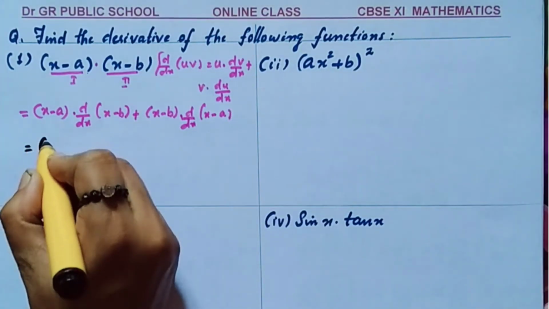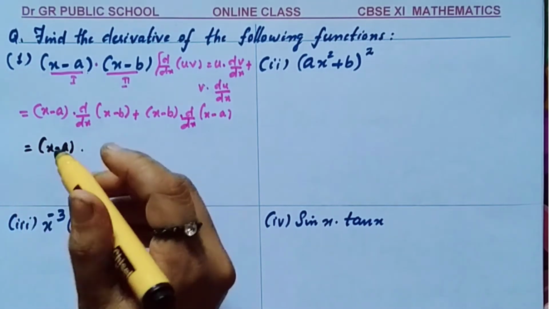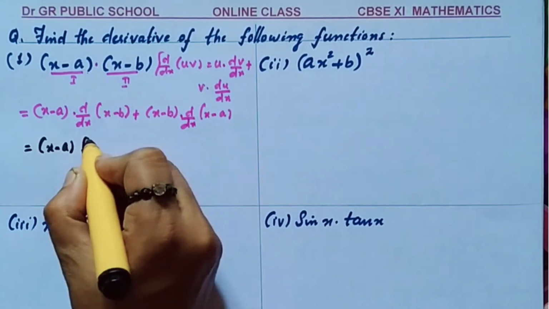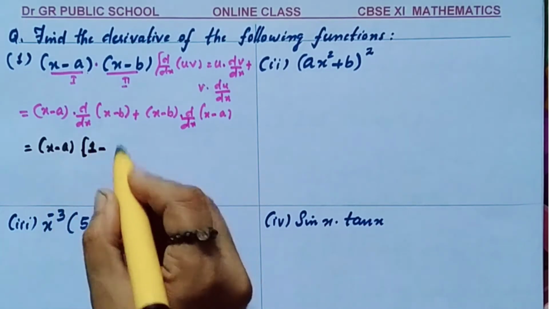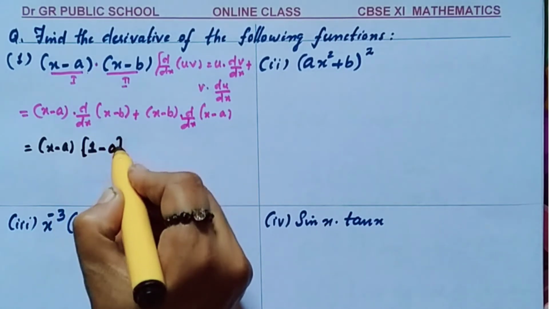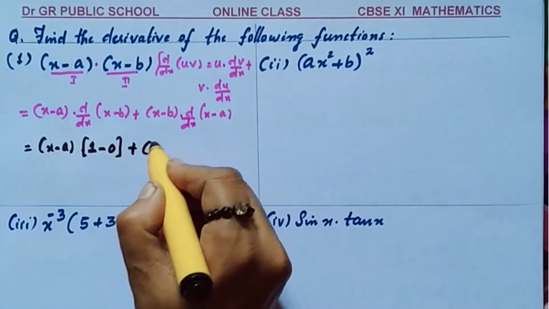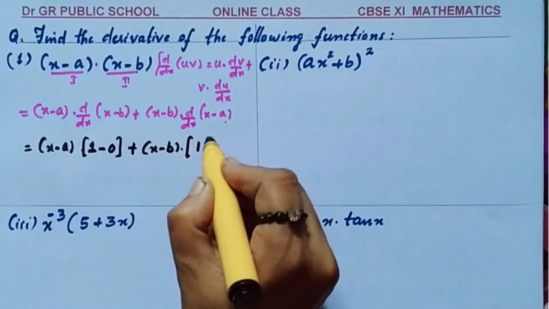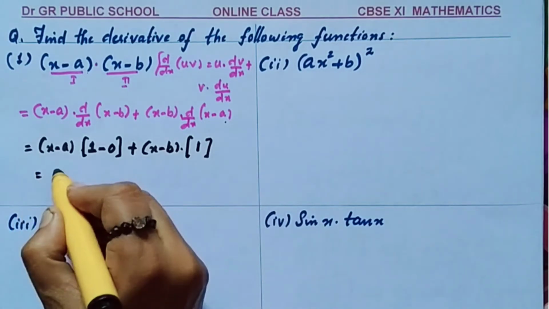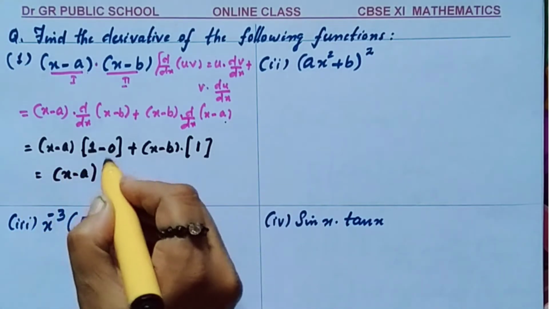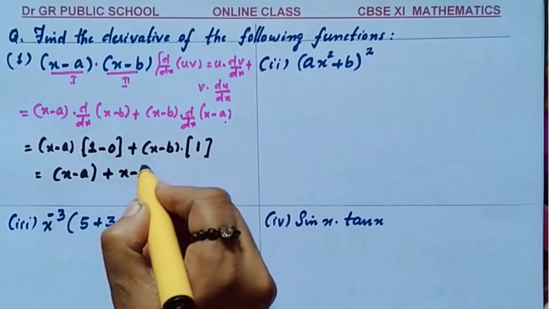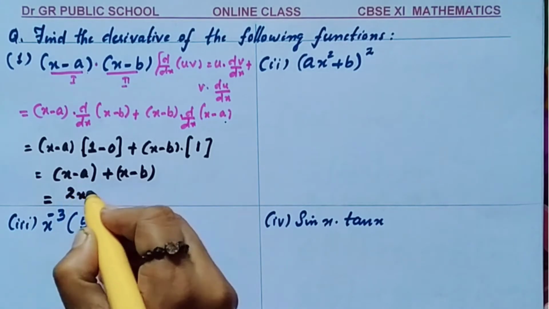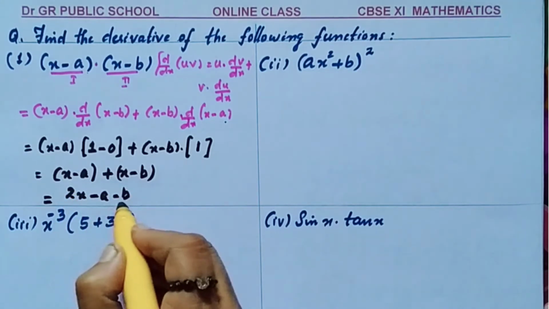Equals x minus a, you need to keep it outside, into the derivative of x minus b. The derivative of x is a linear function, so the derivative is 1, minus the derivative of the constant, 0, plus x minus b into the derivative of x, which is 1, minus the derivative of the constant, which is 0. So the answer is x minus a into 1, that is x minus a, plus x minus b, which can be arranged as x plus x, 2x minus a minus b is the answer.